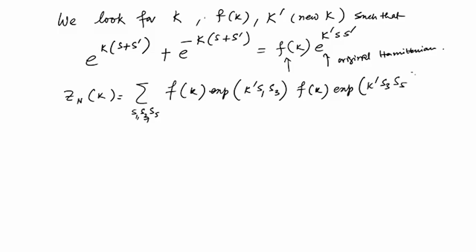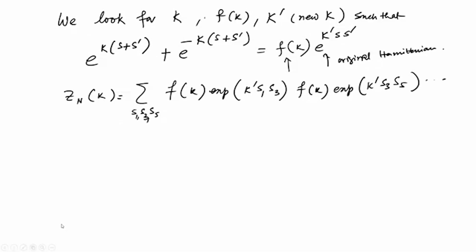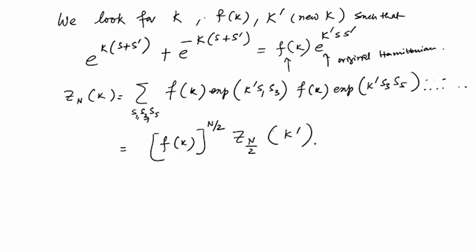Let me just do one minor correction here. We have written this as N by 2 because we have summed over the spins, but at least at this stage let me write it still as N, because this has the information that S2 has been summed over and S4 has been summed over and so on. So, we still retain this, and then we have these further terms. Okay. So, this can be written as f(K) to the power N by 2, which does not include any of the S's, and then we have Z_{N/2}(K prime), and this is called the recursion relation.